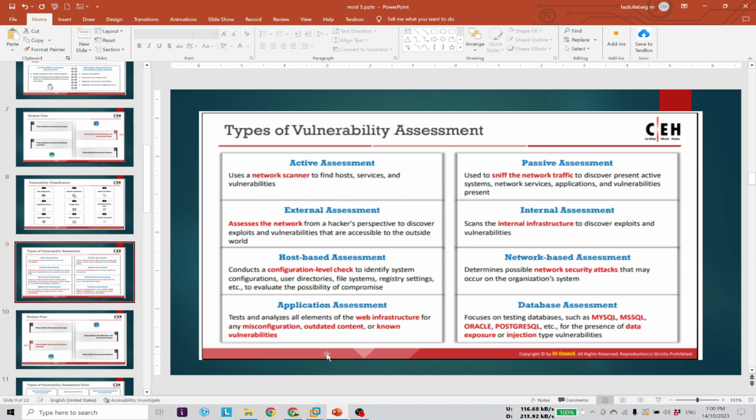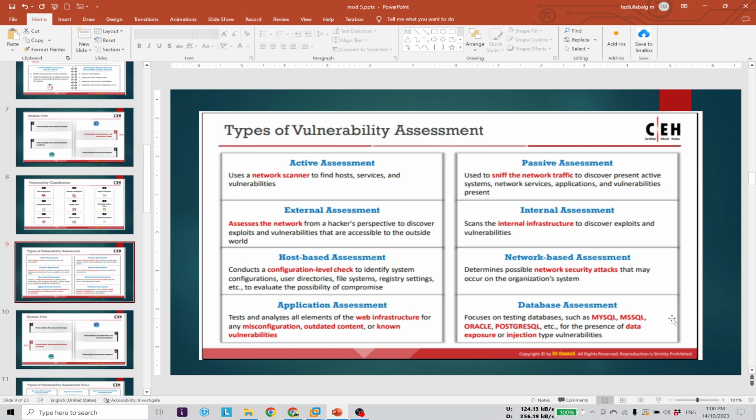So what it is saying here is to test and analyze all elements of the web infrastructure for any misconfiguration. How are we testing a web application? There are common techniques or methods to identify whether any misconfiguration is there or not, and outdated content: what components are we using in the web application, and is there any outdated content or not, and any known vulnerabilities for that outdated content or something else. So this also comes under the vulnerability assessment in the application assessment.